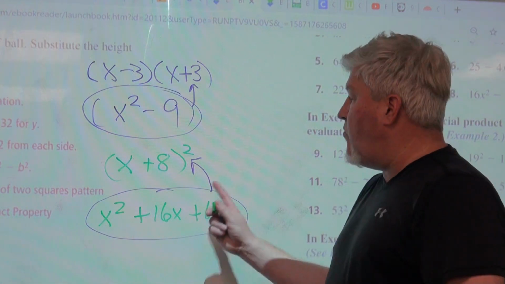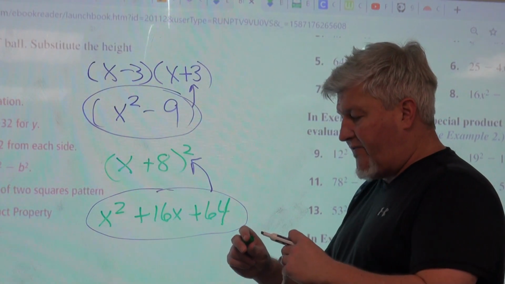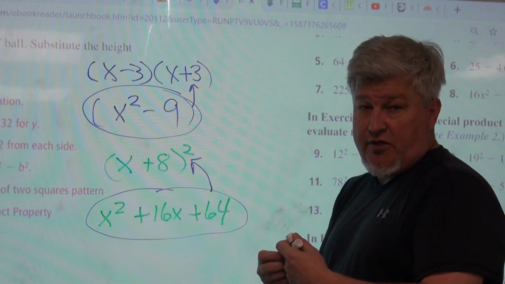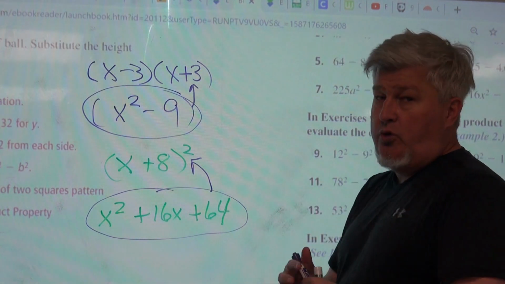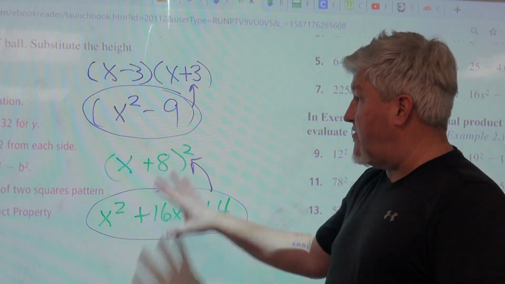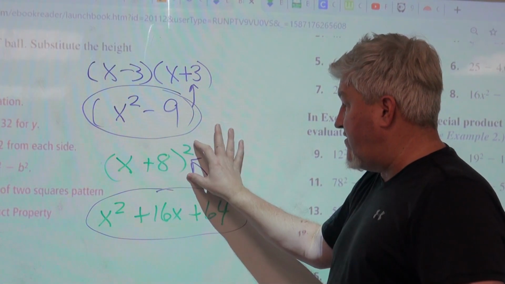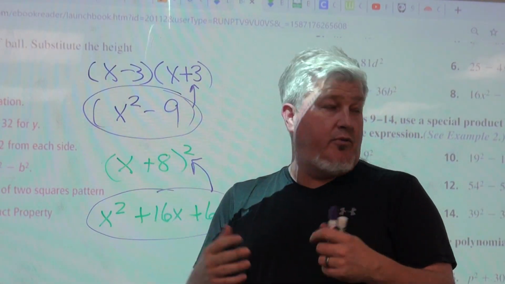It's about learning to recognize it so it jumps out at you, which makes your life so much easier and quicker. Recognizing special products helps you move through these problems very easily. So again, the two special product situations are the same terms with different signs, or the one term squared. Those are the two things to look at. We're going to work them in reverse.